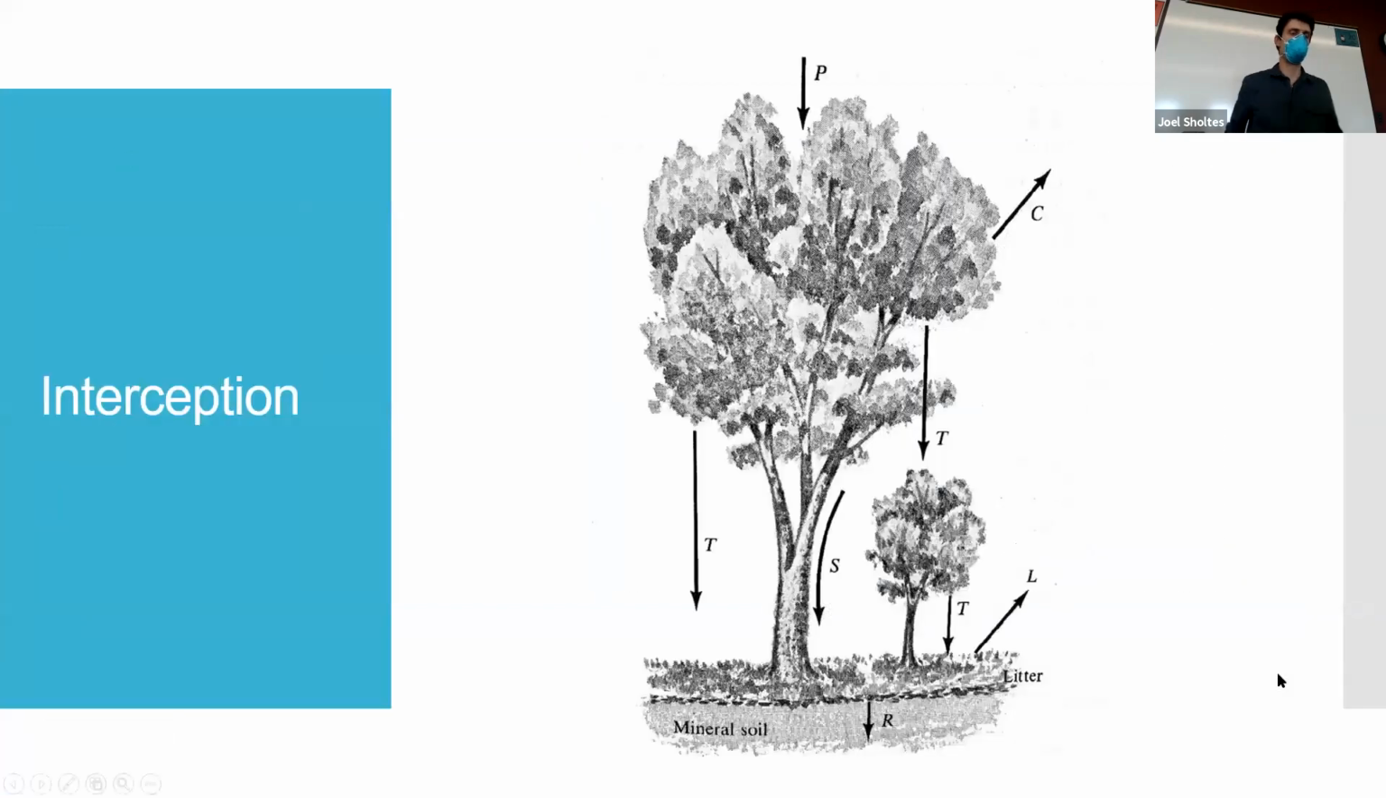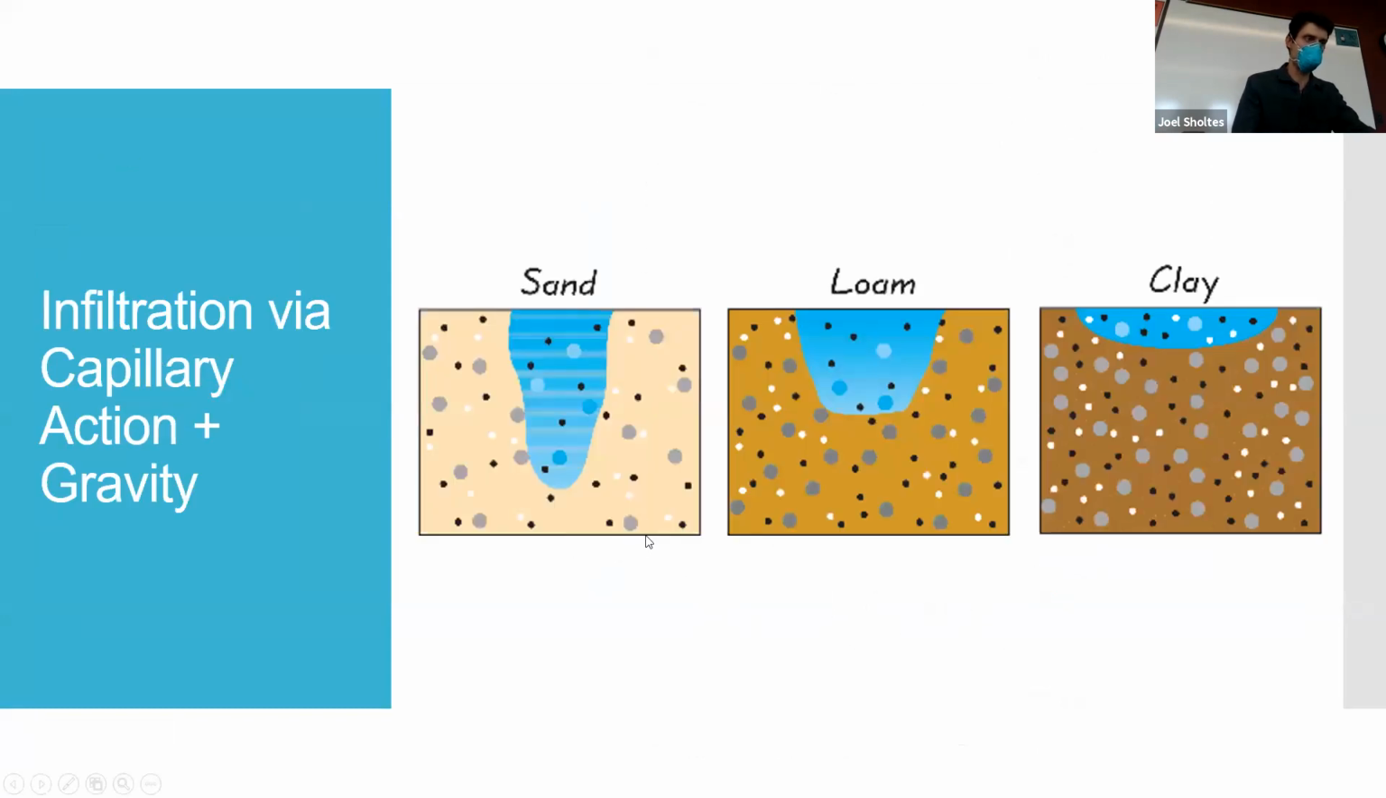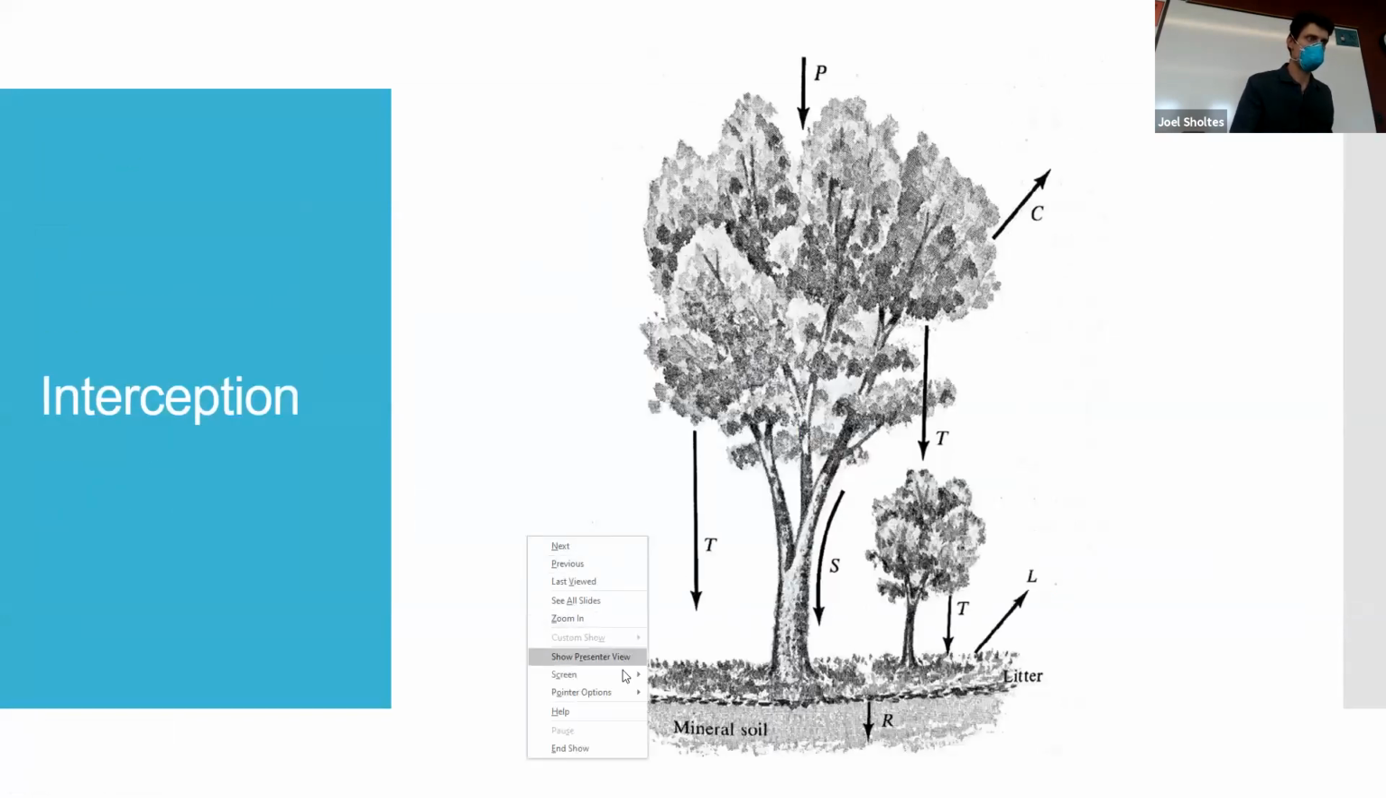So here's a nice figure, and I'll post these slides. You've got rainfall coming in. You've got different mechanisms. T is for throughfall. Anyway, throughfall, we've got stem flow. You've got loss from evaporation. And then finally, you have infiltration that goes down in. This would be loss from the canopy, that sort of thing.